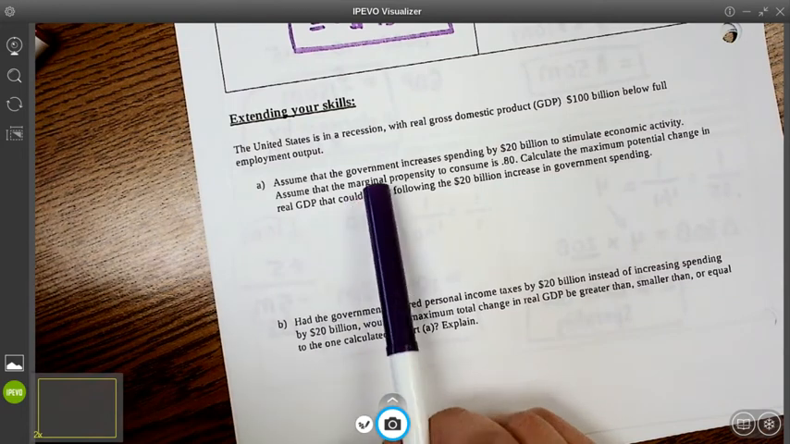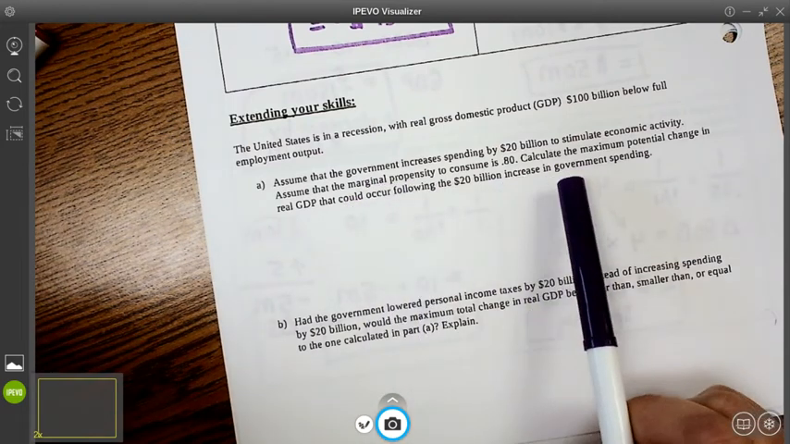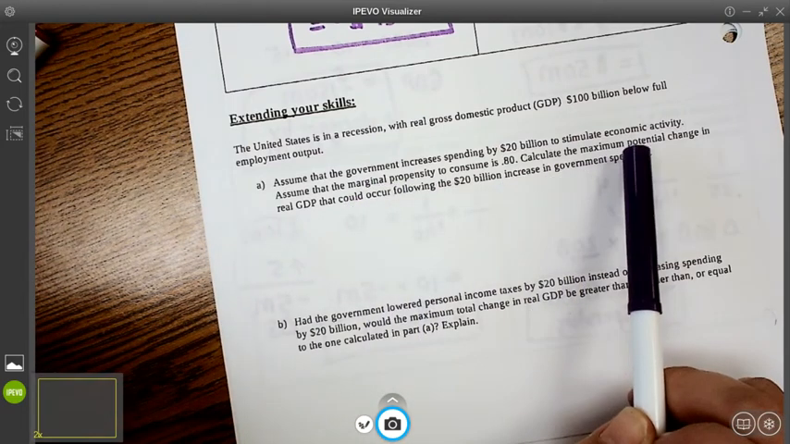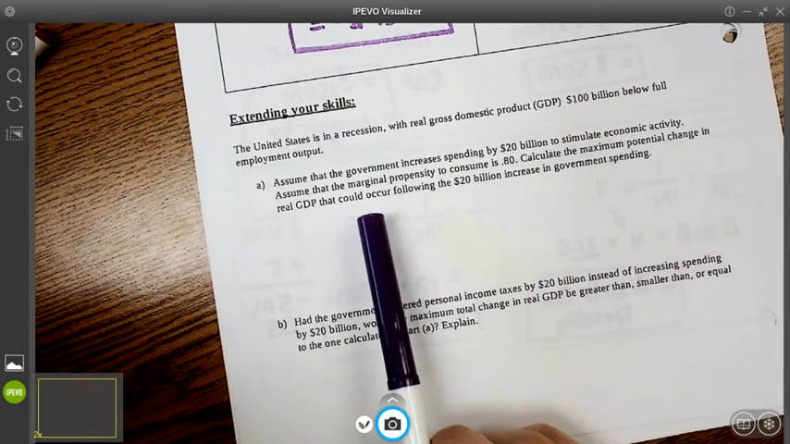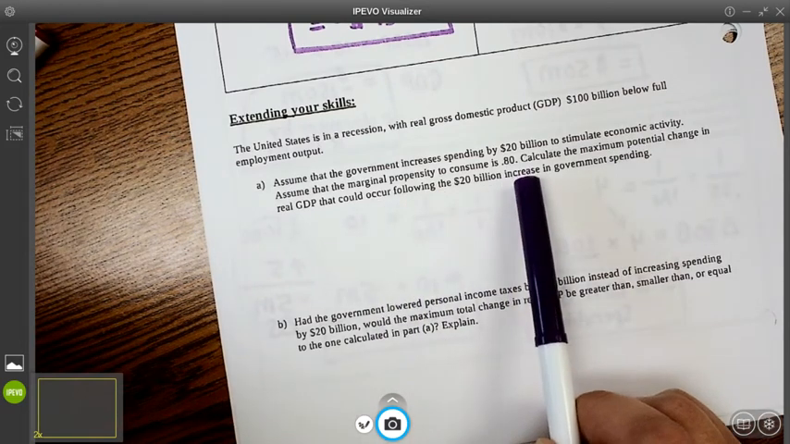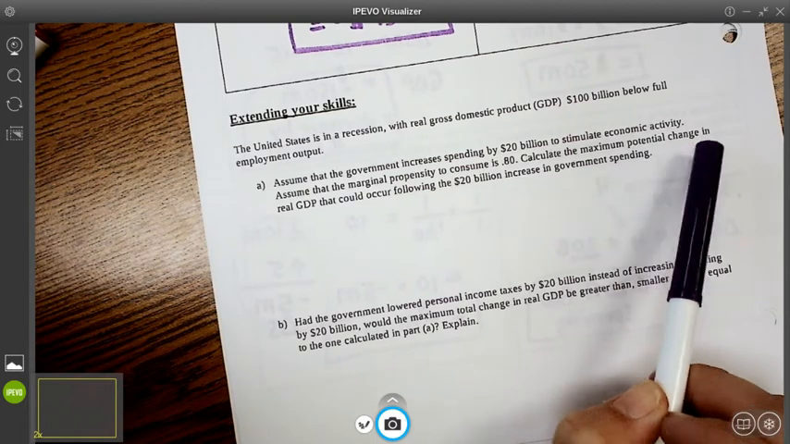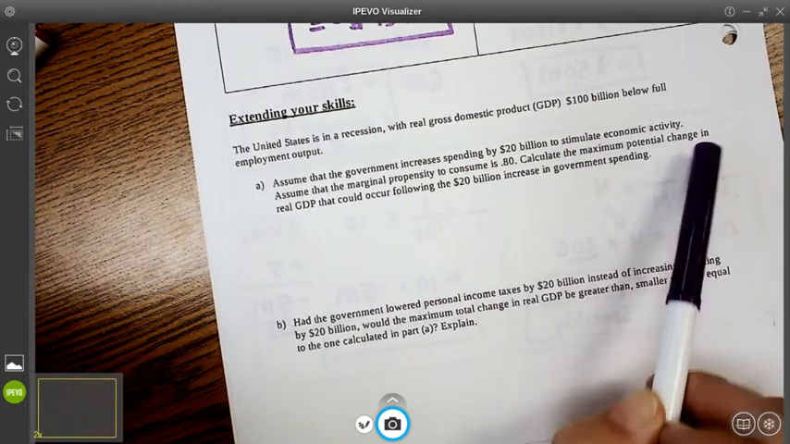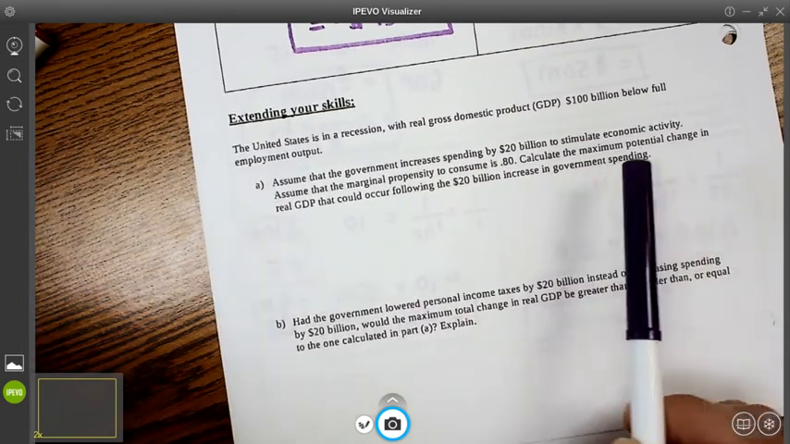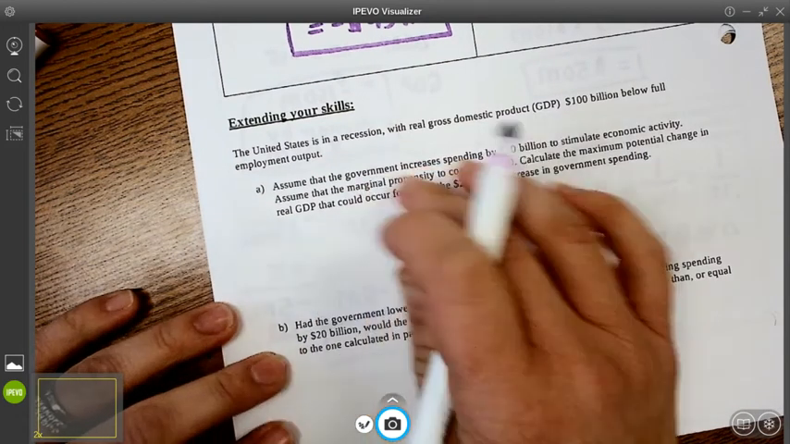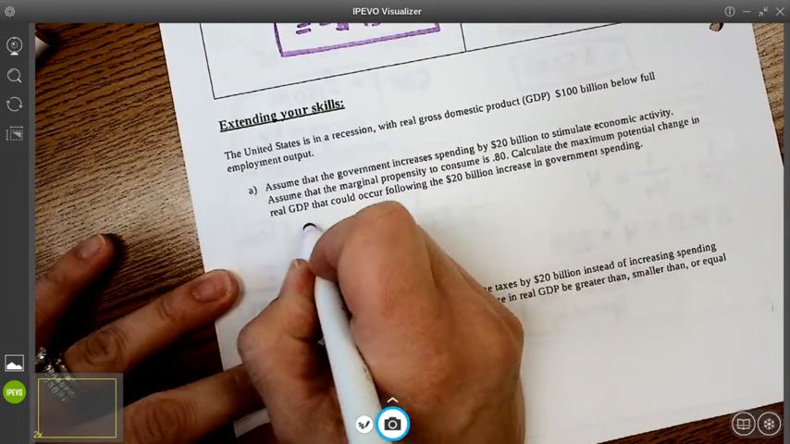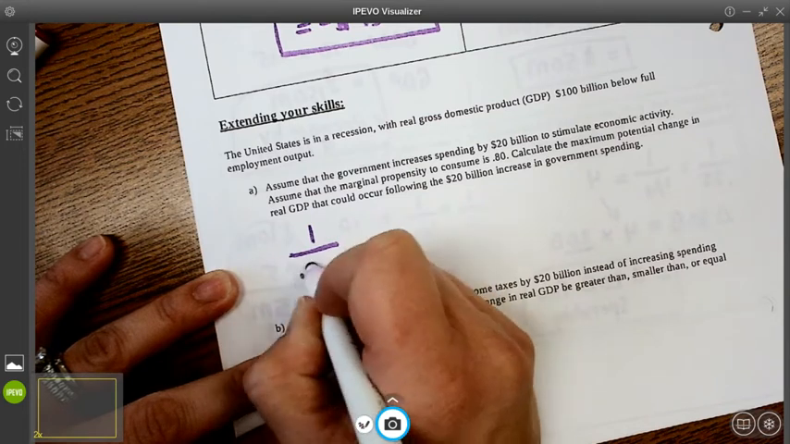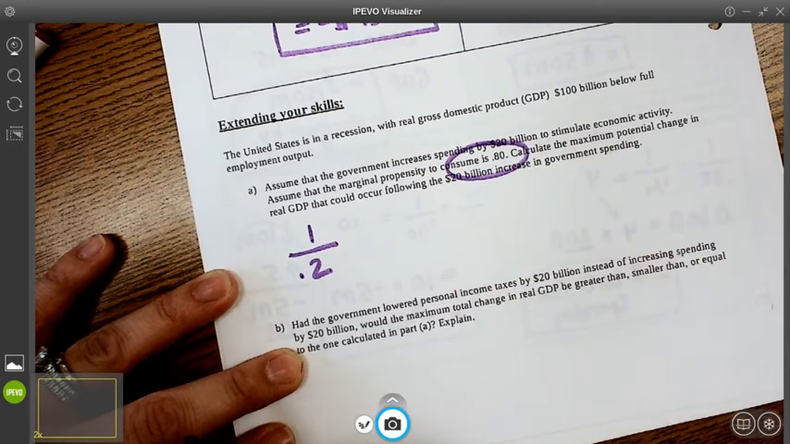So it says, assume that the government increases spending by $20 billion to stimulate the economy. Assume that the marginal propensity to consume is 0.8. Calculate the maximum potential change that could result from the government spending. So this is just kind of doing what we did before. 1 over 0.2. How did I get that? Because the MPC is 0.8.